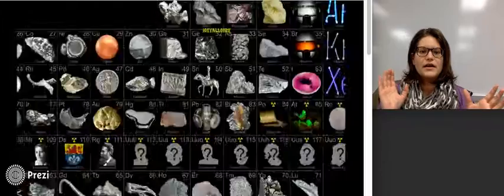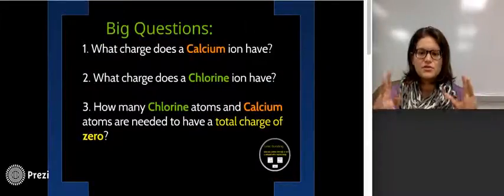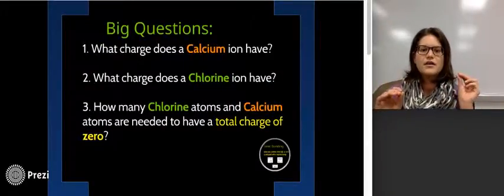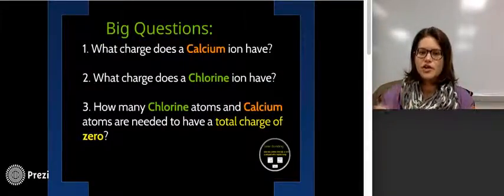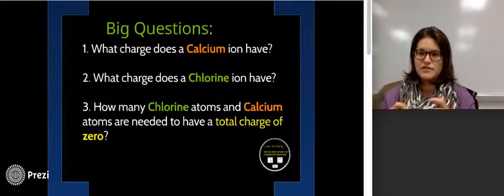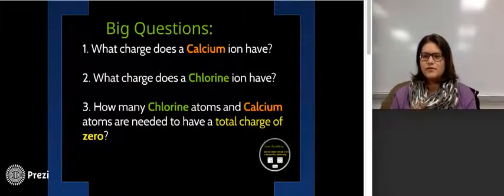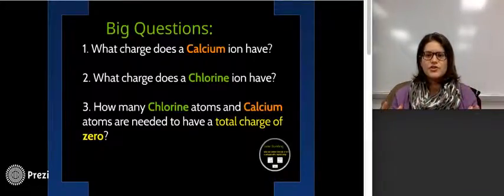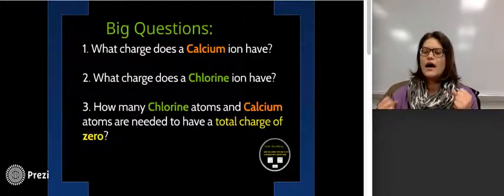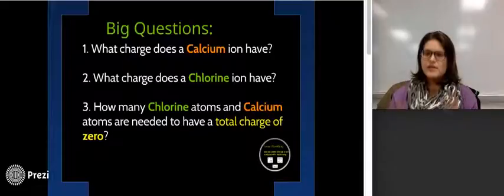All right, now coming back to these 3 big questions that we had: the charge of a calcium ion, charge of a chlorine ion, and then how many of each do we need to get a charge of 0? Now that you've got the skills here to figure out what charge an atom is going to make, I want you to look at calcium and chlorine and see if you can figure that out.